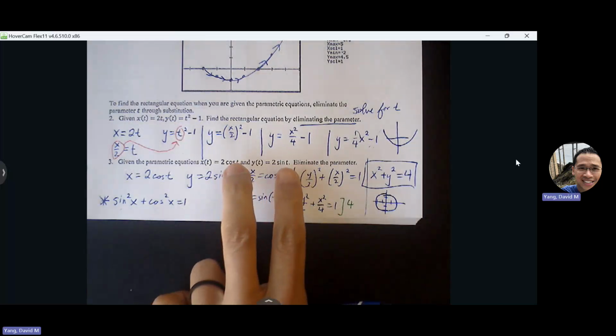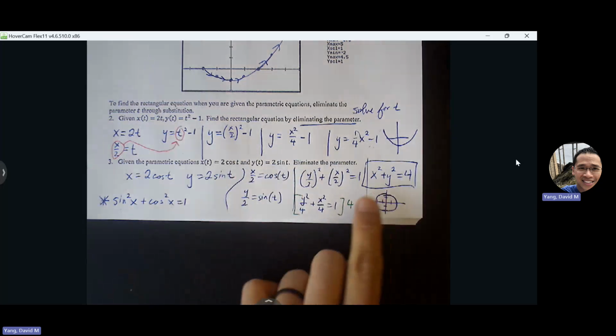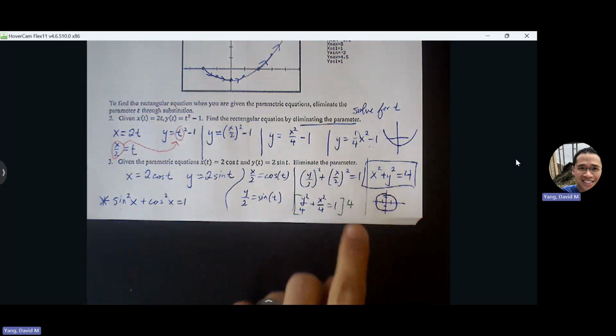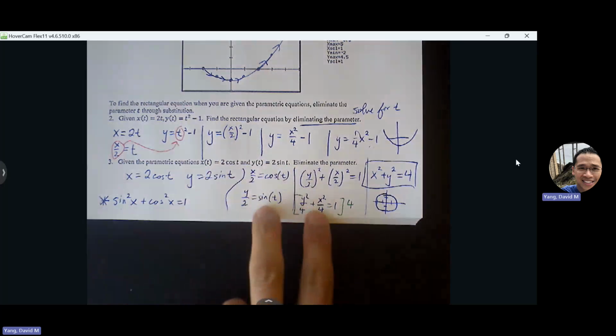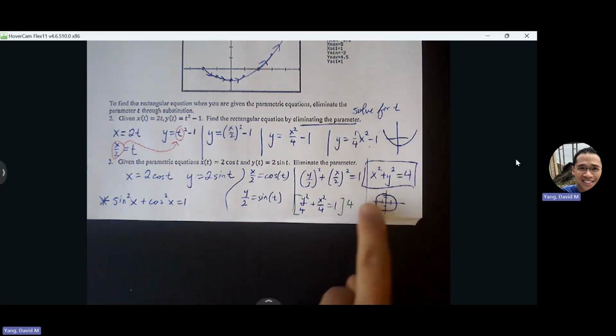So a lot of times, a parametric equation is going to give us more detail in terms of where the graph is starting and how the graph is getting formed. But if we get rid of the parameter, a lot of times we'll get an equation that we're more familiar with, a rectangular equation.